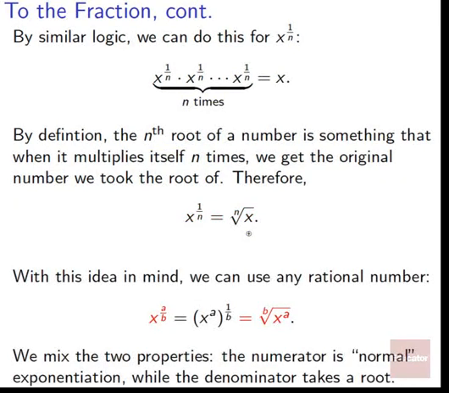With this idea in mind, we can use any rational number that we want at all. We can have x to the a over b. We can separate that into x to the a, to the 1 over b. And since we had just had this thing here, 1 over n is the same thing as nth root. So we've got 1 over b becomes root b. So we've got the root b of x to the a, the bth root of x to the a. We're just mixing the two properties. The numerator is normal exponentiation, just multiplying by itself like we normally would expect. And then the denominator takes a root. It takes that bth root because it's 1 over b.